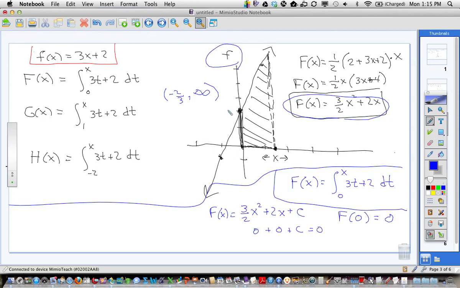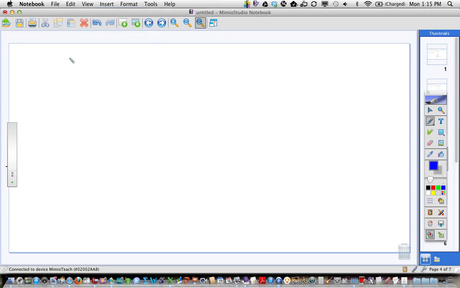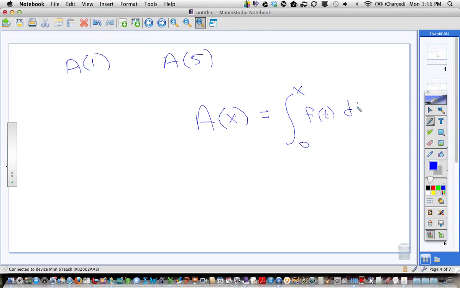One other part of the homework I want to mention is number 3 on page 320. And then I'm going to let you have the rest of the time to work. They give you this little f graph, and they tell you that A of x is the integral from 0 to x of little f of t dt. Now they put this little f here. That just means the area under f. Don't worry about that little f. That doesn't mean anything. Just big A.